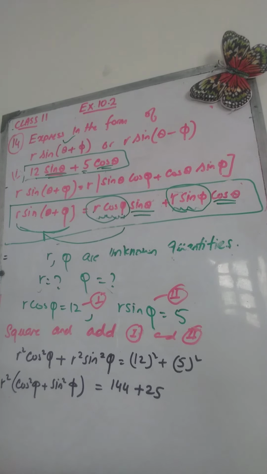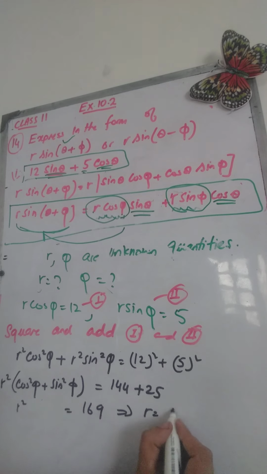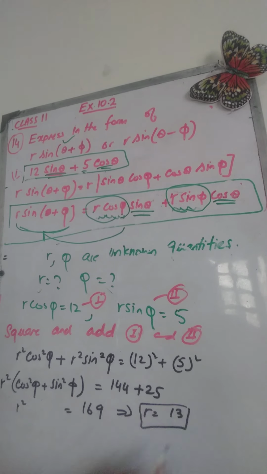Now we know that by the first identity of trigonometry, this is equal to 1. So 144 plus 25 will be equal to 169, and r square into 1 will be r square. So this implies that r is equal to 13, and r is never a negative number. Do remember that. So I will take the positive root only of 169. So we found the value of r.